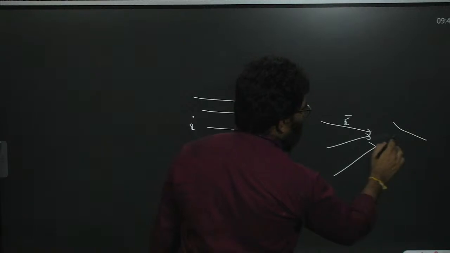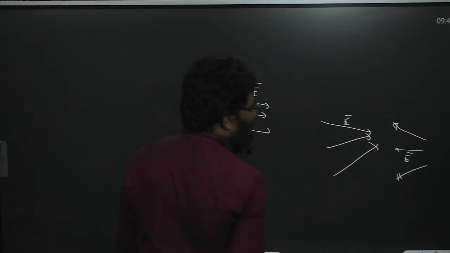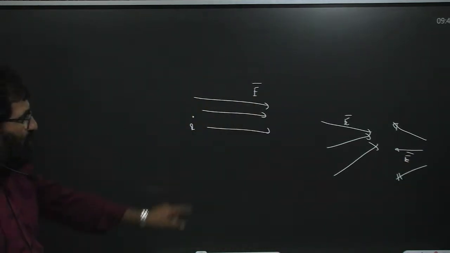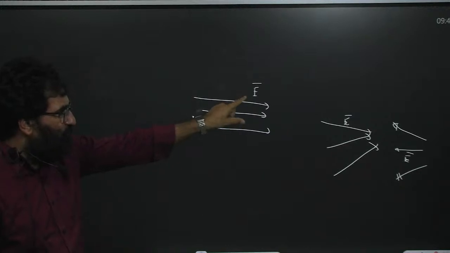And this one? Here also the space between the two field lines is not constant, it is varying, so definitely a non-uniform electric field. If the space between them remains constant, that is uniform. Uniform means the magnitude and direction are constant.